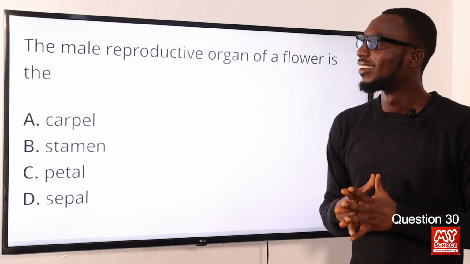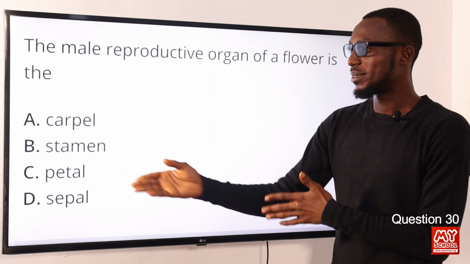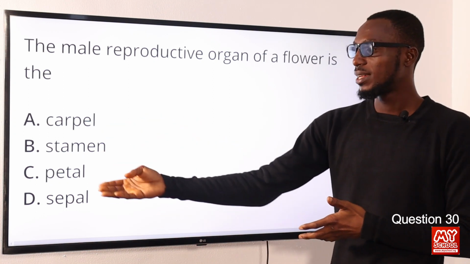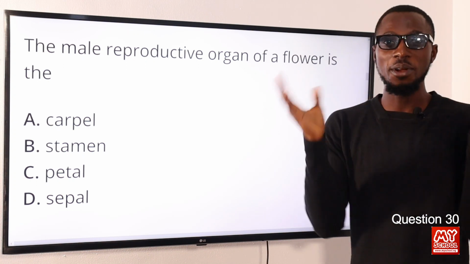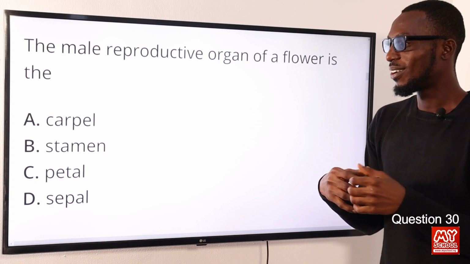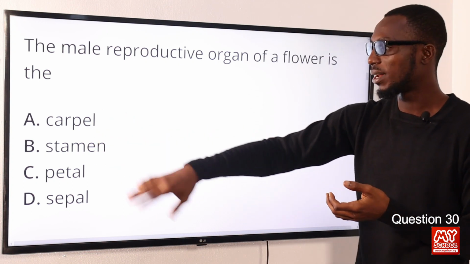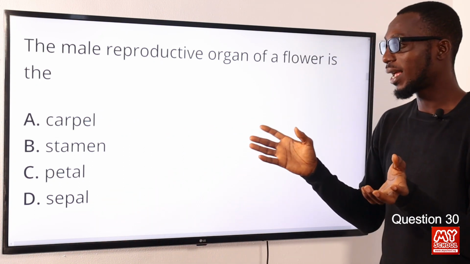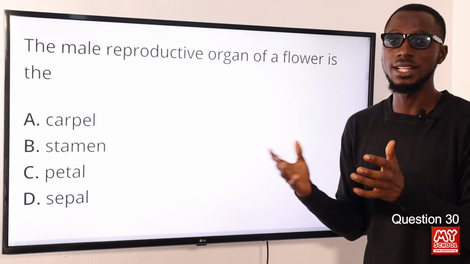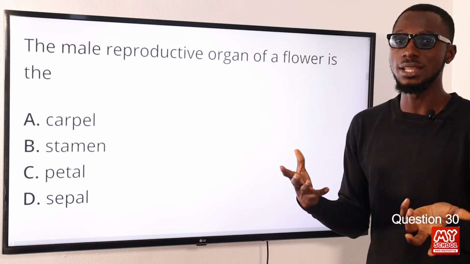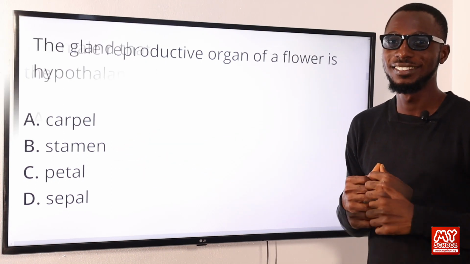Question 30. The male reproductive organ of a flower is the what? It is the stamen. The female is the carpel. The petal attracts the pollinators either using colorful display or nice scent. It also protects the stamen and the carpel. The sepal basically protects the essential parts during the flower's bud stage. So the correct answer here is option B for stamen.